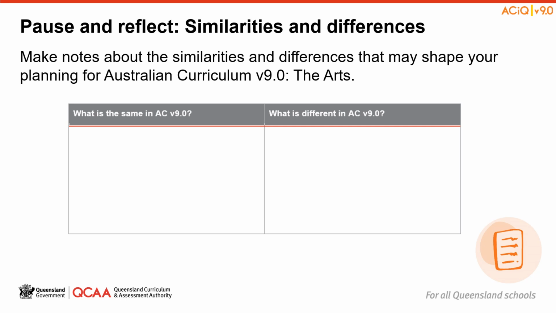You may wish to construct your own note-taking template, like the one indicated on screen, to help you identify the similarities and differences you notice in Australian Curriculum version 9 for the arts as we move through the presentation. A table has been provided for you on the Session 1 outline resource referred to at the start of this recording.